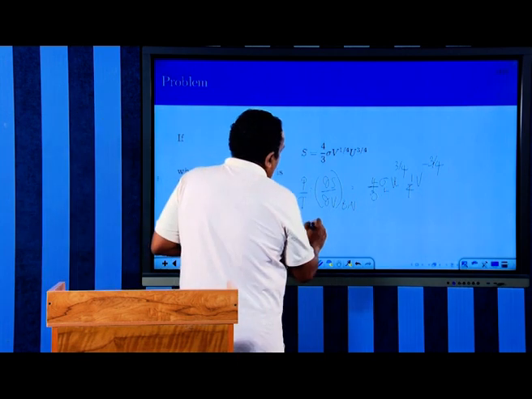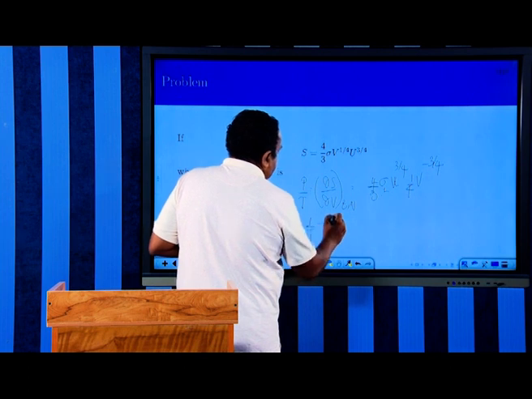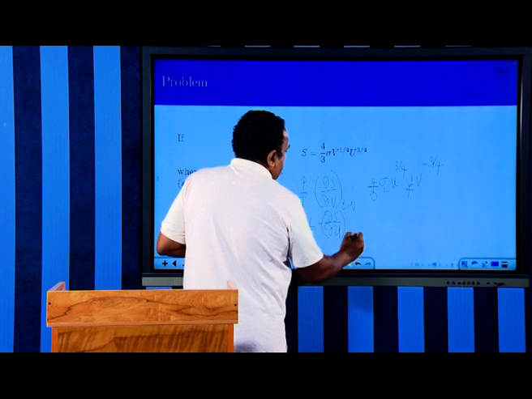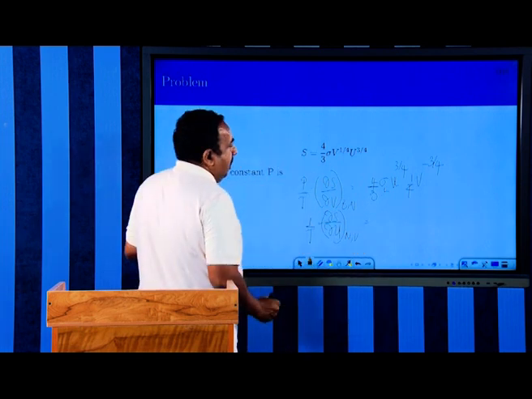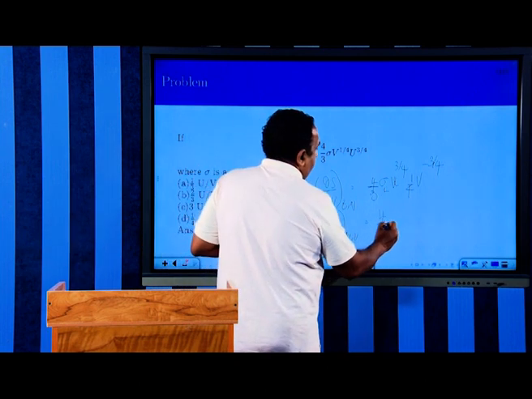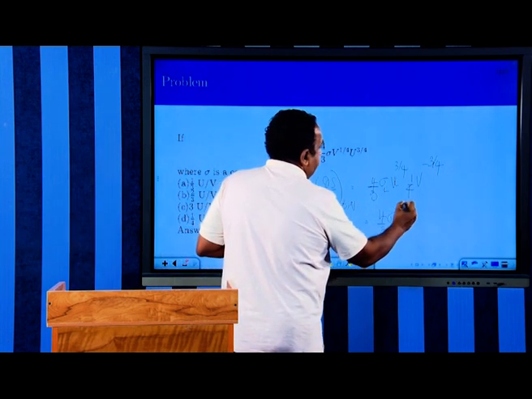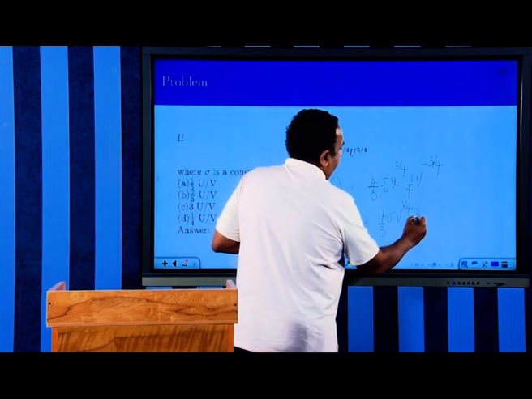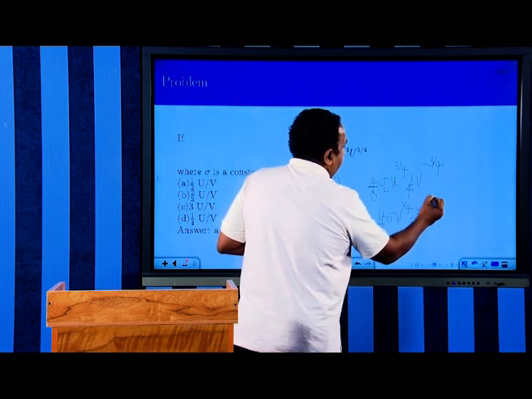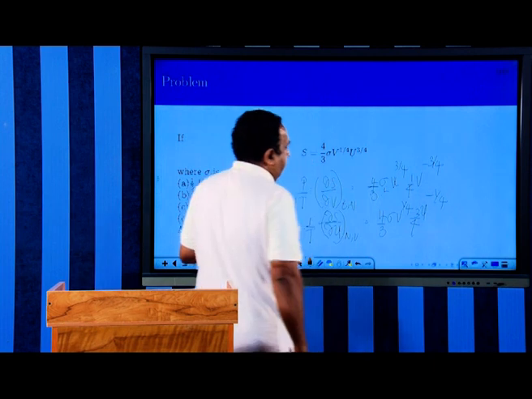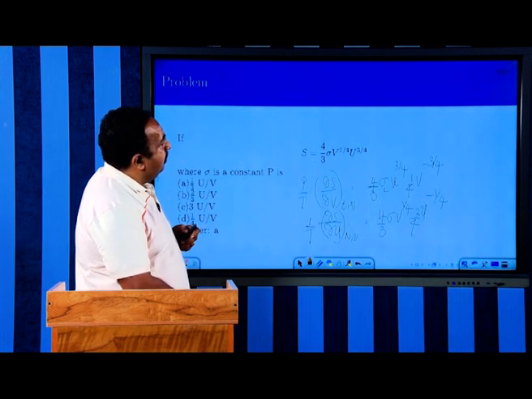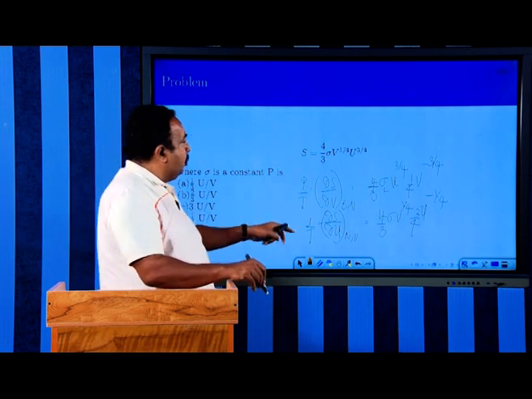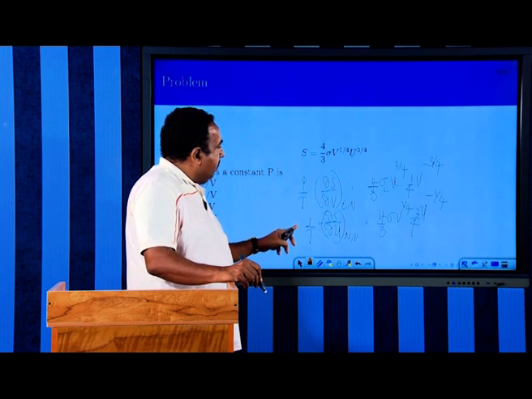Therefore, I have to find out 1 by T. 1 by T is equal to dou S by dou U, keeping N and V as constant, dou S by dou U. Therefore, 4 by 3 sigma V raised to 1 by 4 U, if I take a derivative, I will get 3 by 4 U, 3 by 4 minus 1 is minus 1 by 4. This is my 1 by T. Therefore, if I substitute these two, if I have P by T and in this 1 by T, I have to substitute this one.